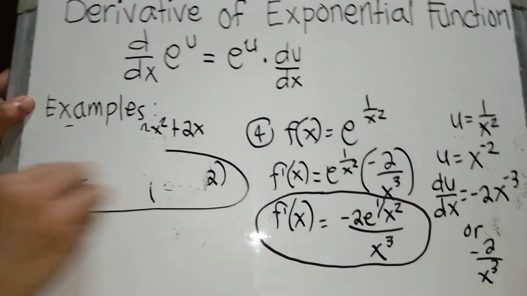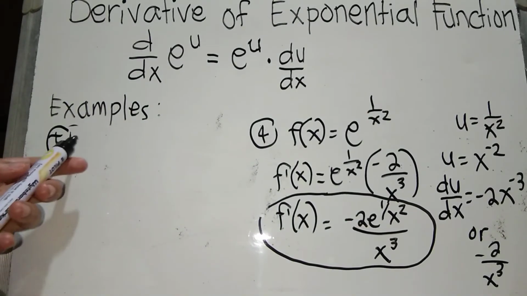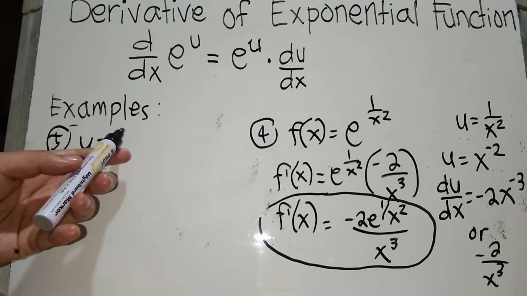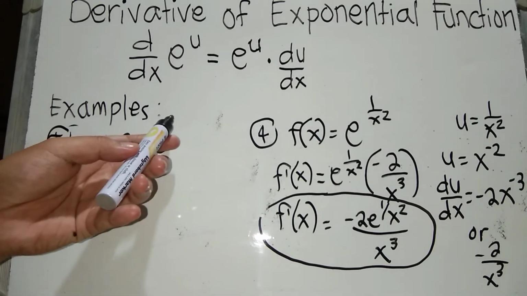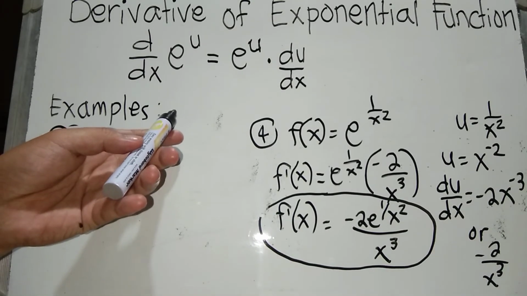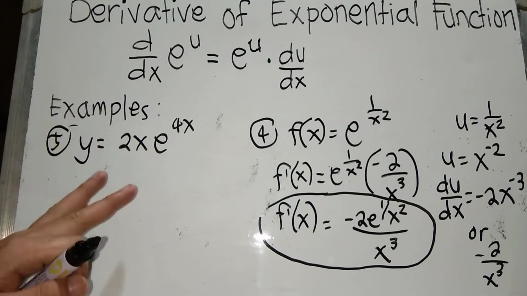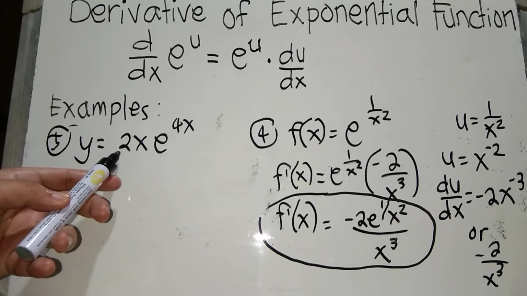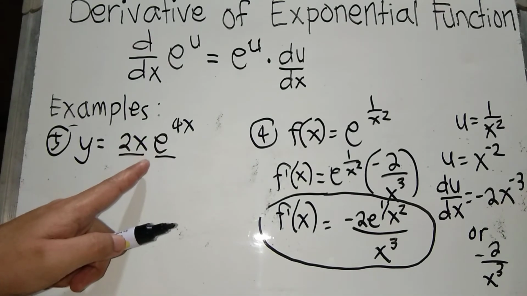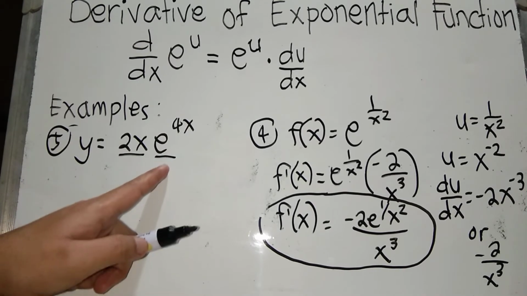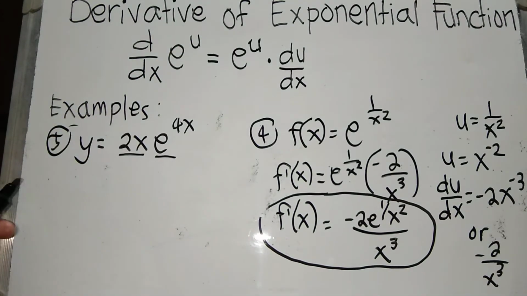Another example. If you have here y is equal to 2x e raised to the power of 4x. Now as you notice, this is now product rule because we have two functions being multiplied. So you can use product rule, but of course in finding the derivative of e to the 4x, we will be using derivative of exponential function.